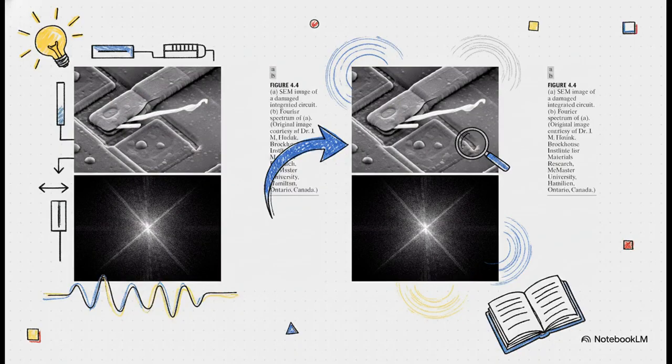And here it is in action. We start with our circuit image. This is what we call the spatial domain. We run it through the Fourier transform, and we get this kind of starburst pattern. That's its frequency spectrum. This is the image's hidden recipe, its DNA of waves.